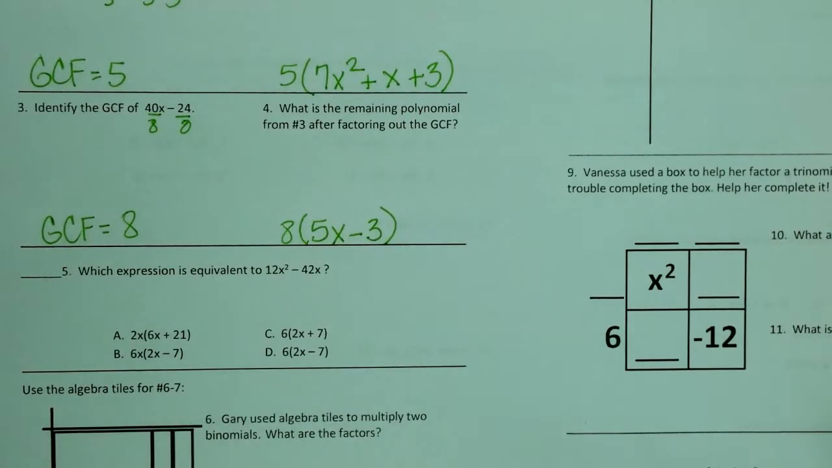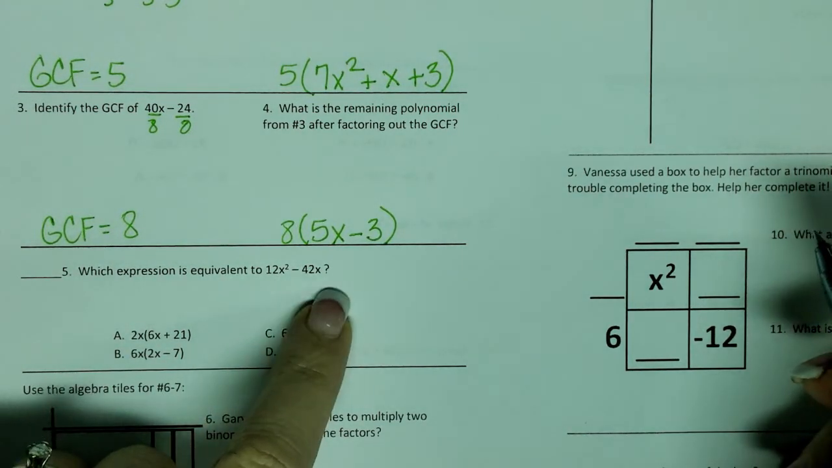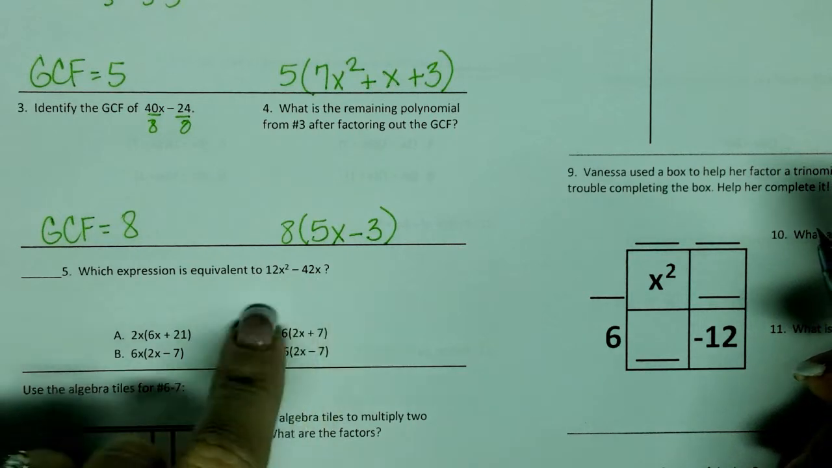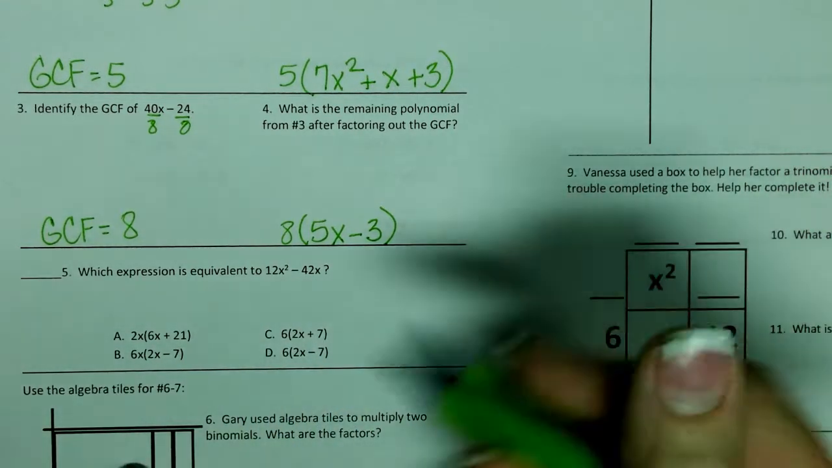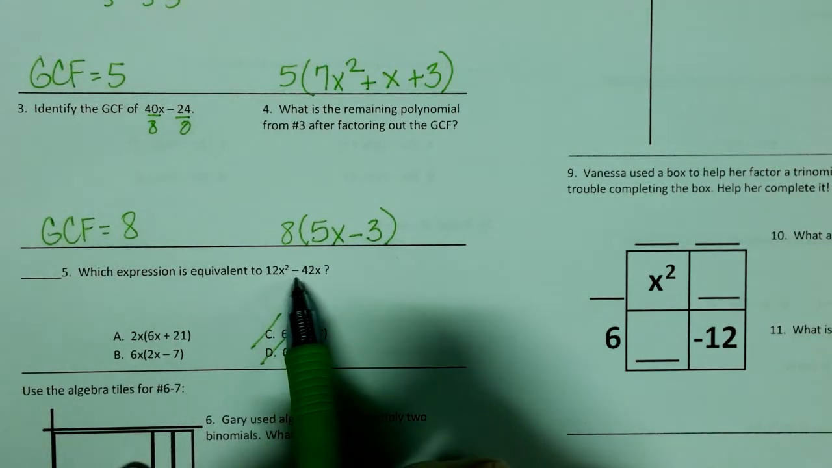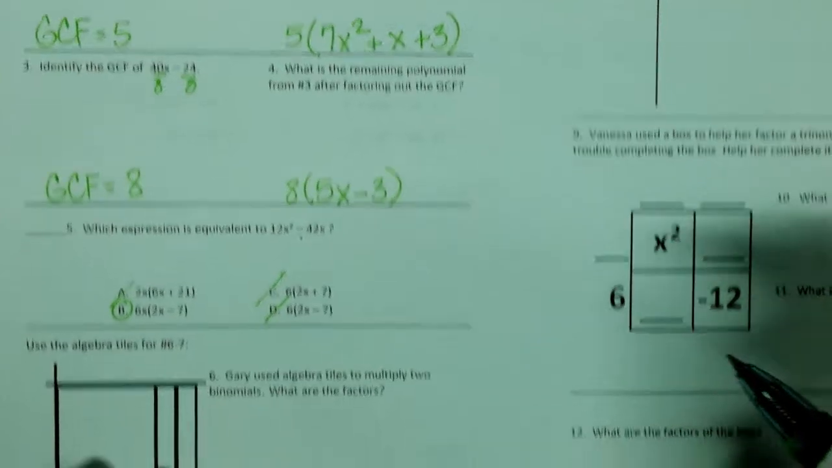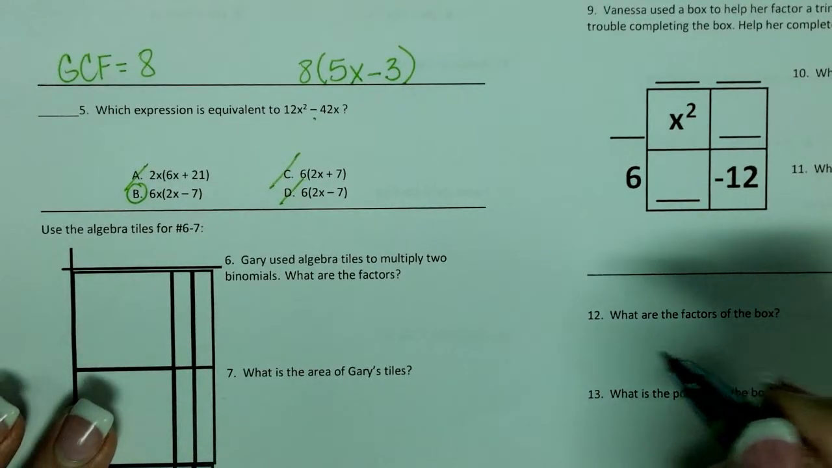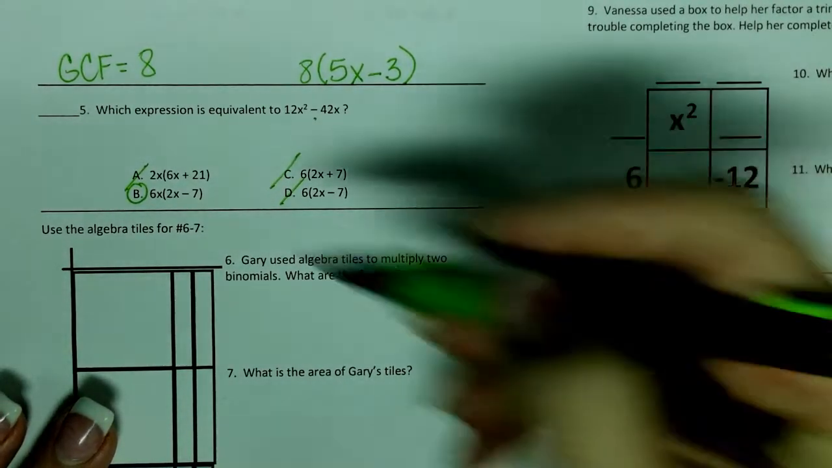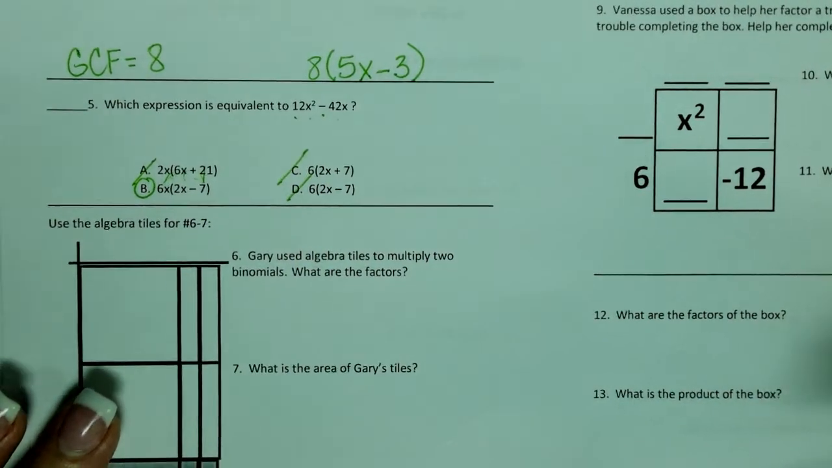All right, number 5. Which expression is equivalent to 12x squared minus 42x? We know that an x is going to be one of the GCFs, because they both contain an x. So I can get rid of C and D. Then notice I have a minus sign right here, so do my factors have to have a minus sign in them? Yes, so that means A is out and B is our answer. But if we weren't able to get rid of anything, we could just distribute this to make sure that we got the same resulting expression.